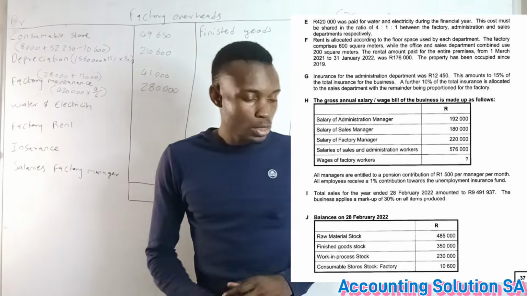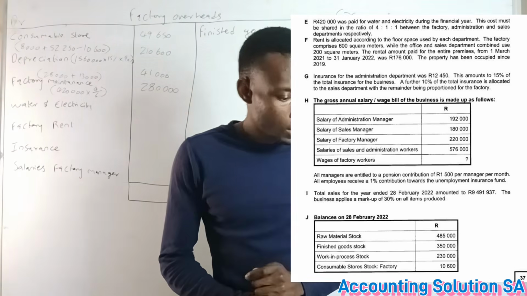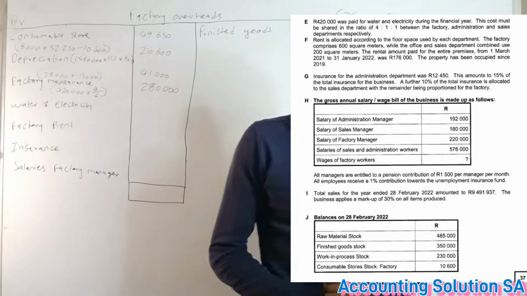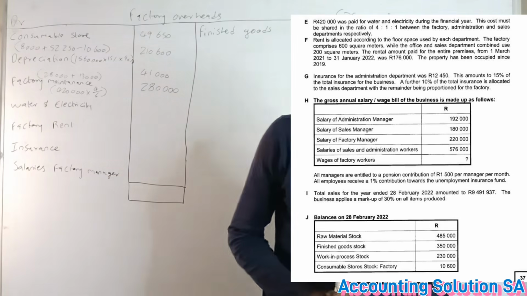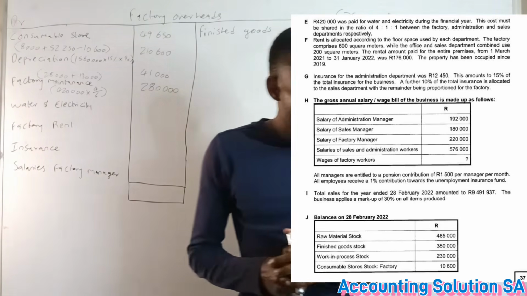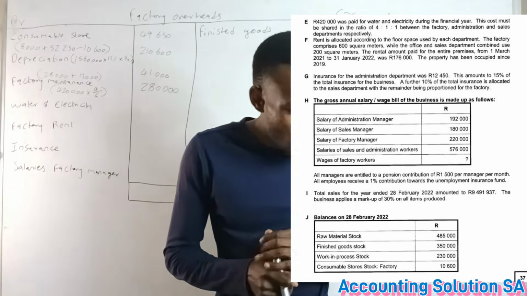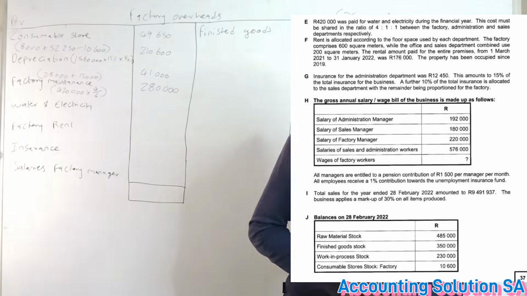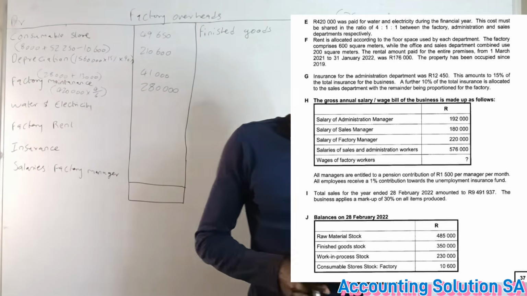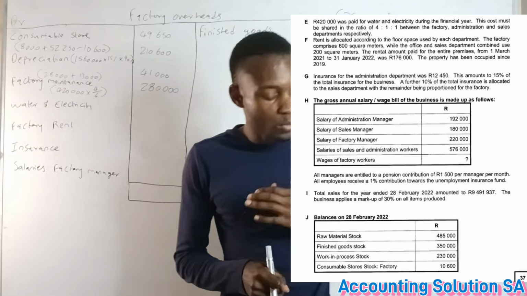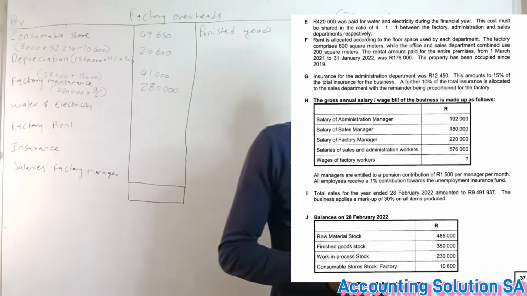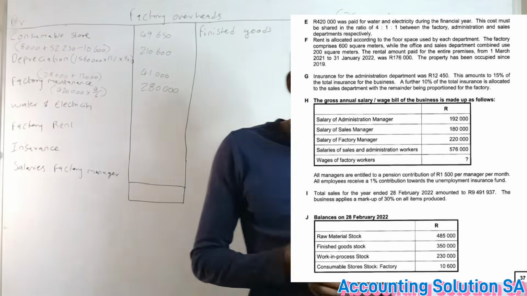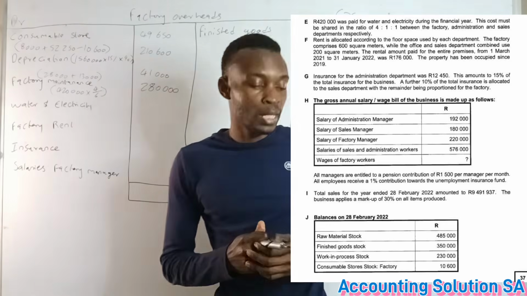Transaction number F. Rent is allocated according to the floor space used by each department. The factory comprises 600 square meters, while the office and sales department combined use 200 square meters. Then the rental amount paid for the entire premises from 1 March 2021 until 31 January 2022 was an amount of 176,000. The property has been occupied since 2019.